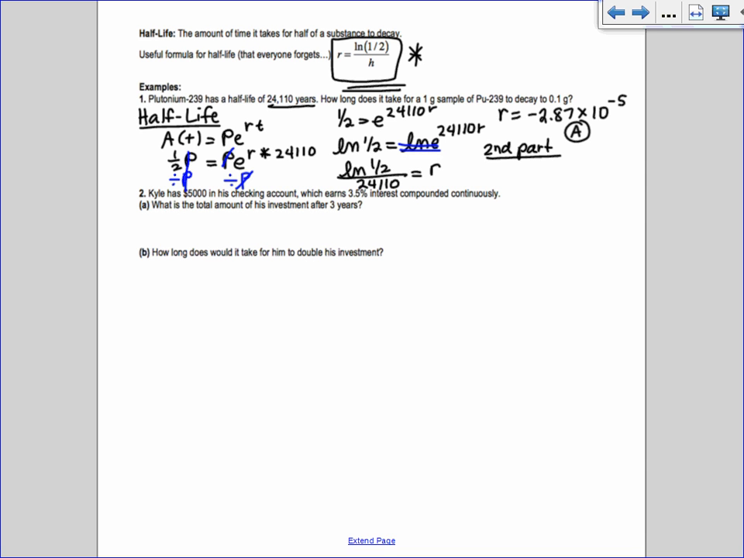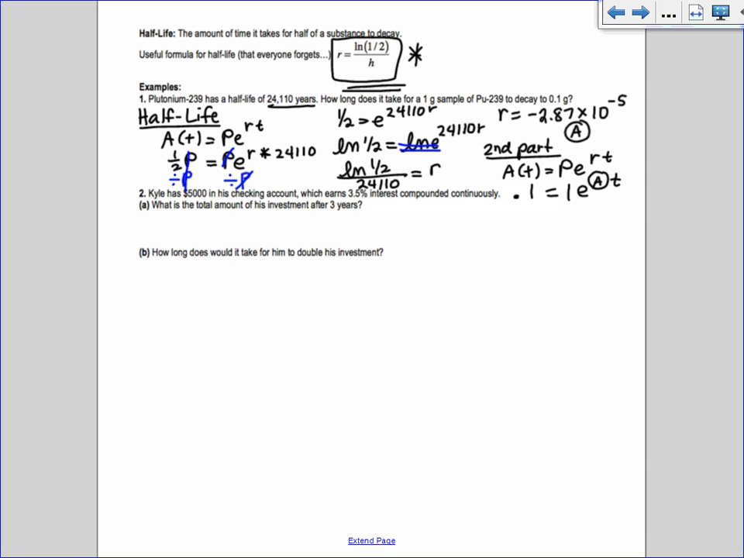All right, so the second part of the problem. It usually gives you specifics about the substance. So it says, how long does it take for 1 gram to decay to 0.1 grams? So we have our A of T equals P times E to the RT. So I have 1 gram for P. I'm decaying to 0.1 grams. My rate is what I've just stored as A, and I have my time. E to the AT, right?